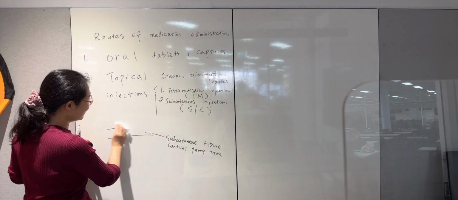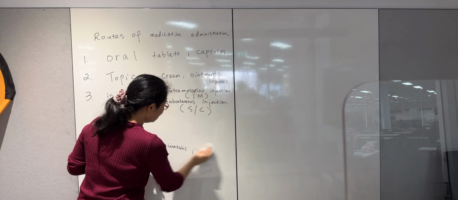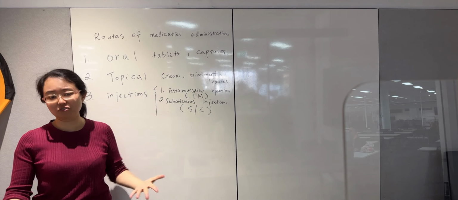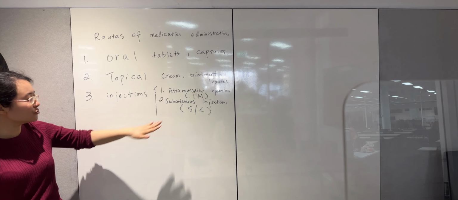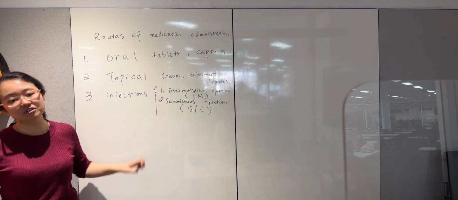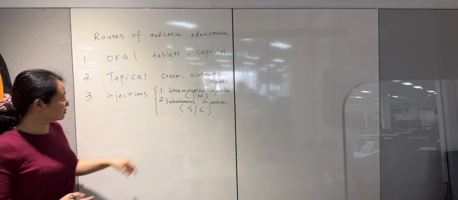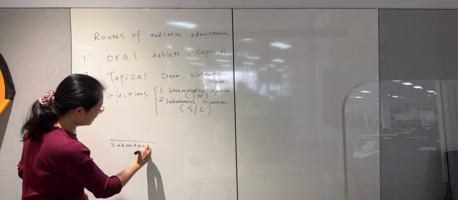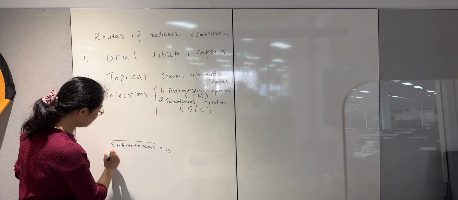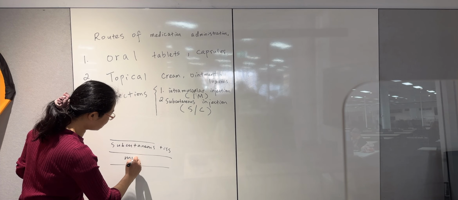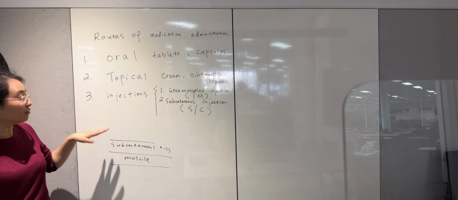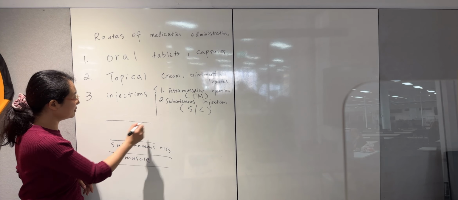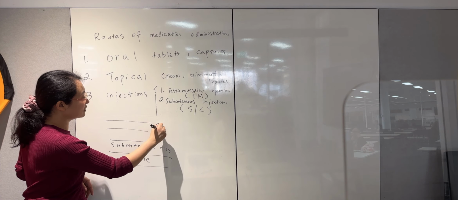Now, you can think of these two routes. Intramuscular is into the muscle. Where is the muscle? Muscle tissue is located underneath the subcutaneous tissue. So this is the subcutaneous tissue, and then the muscle is located underneath. So the muscle is located deeply underneath the subcutaneous tissue. The first layer is the epidermis, and then the dermis.